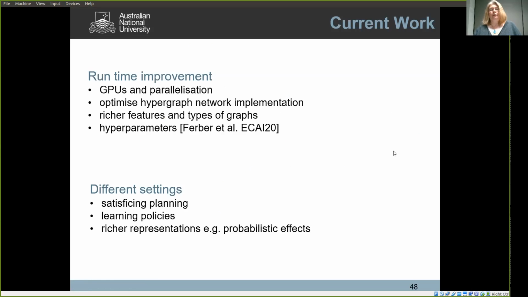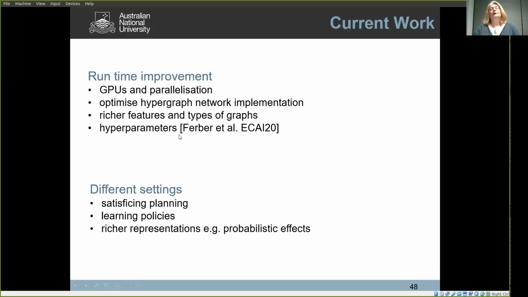So what are we working on currently or about to work on? Well, obviously the runtime improvement is a big priority. There are a number of approaches that you could use to achieve this. You could use GPU and parallelization. You could optimize the implementation. And you could even do simpler things like using richer features, or even a different type of graphs. After all, there are many graphs that have been used in planning. There's no reason why we should use this one.